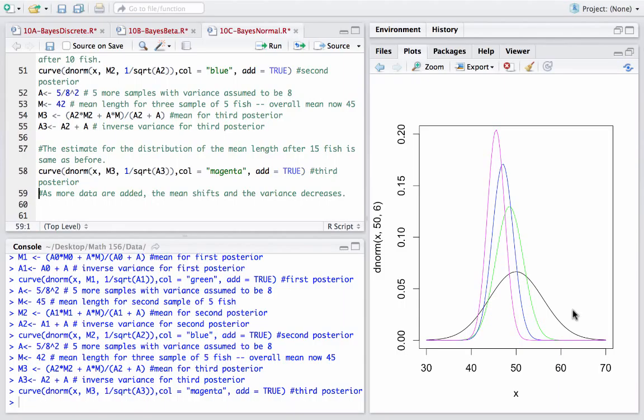The main point is that if you have a normal prior, you get a normal posterior, and the formula for updating the mean and variance you can just use freely without worrying about the derivation.